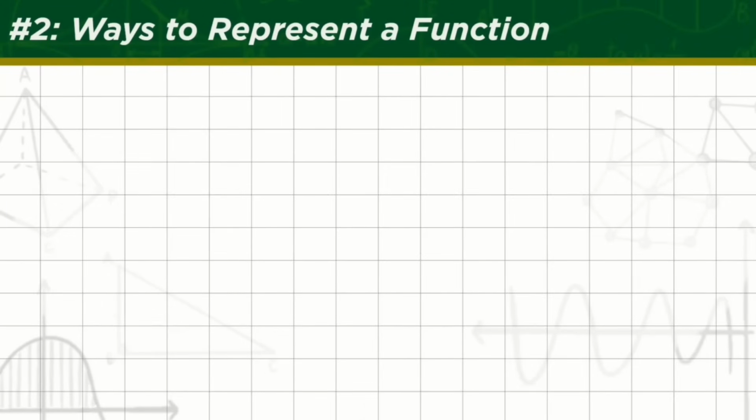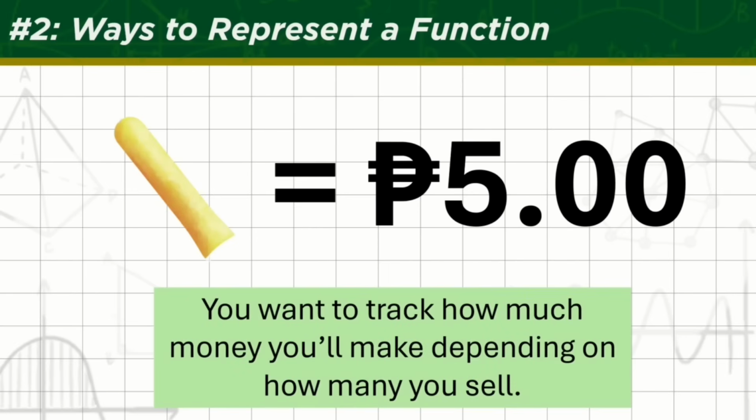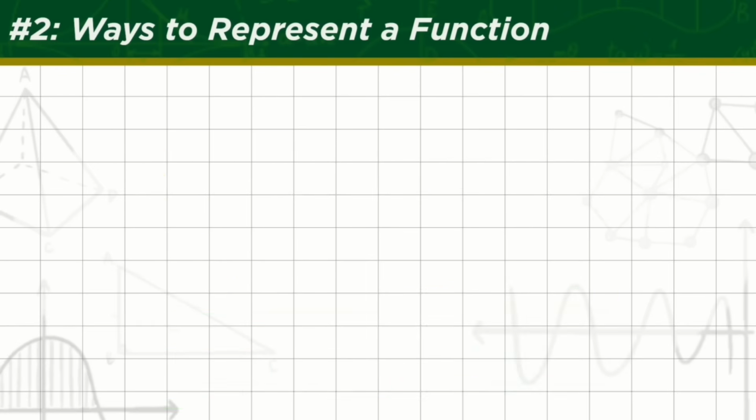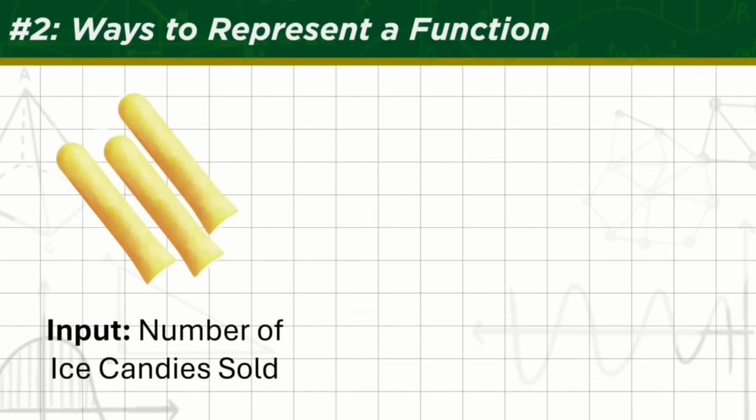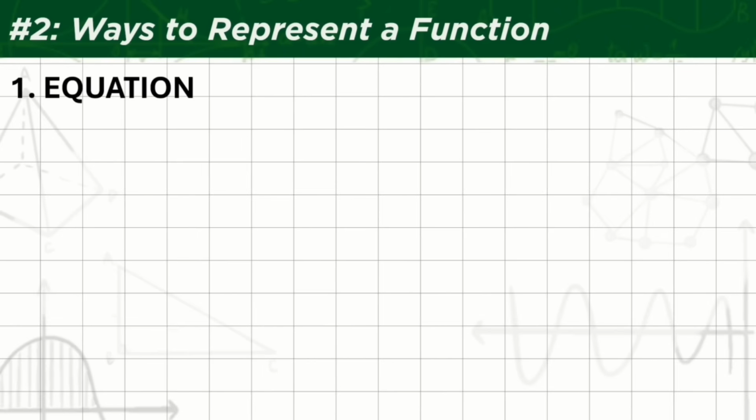Let's imagine a real-life situation. You are selling ice candy in your neighborhood. You sell each piece for 5 pesos. Now, let's say you want to track how much money you will make depending on how many you sell. This situation can be shown as a function, where the number of candies sold, the input, will affect your total earnings, or the output. We can represent this function in different ways.